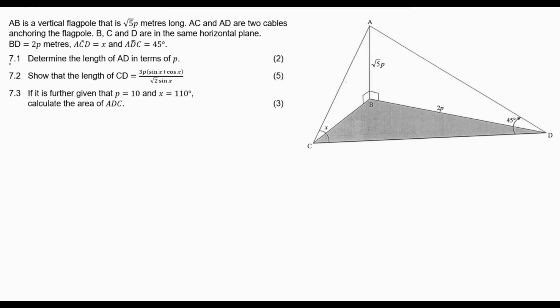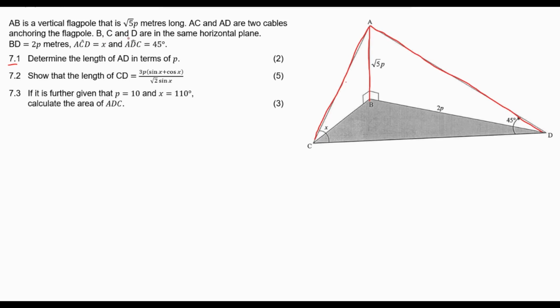Welcome back. Let's do question 7.1. AB is a vertical flagpole that is root 5 p meters long. This is AB, which is root 5 p meters long. AC and AD are two cables anchoring the flagpole. We have AC and AD, which are the cables that are anchoring the flagpole.